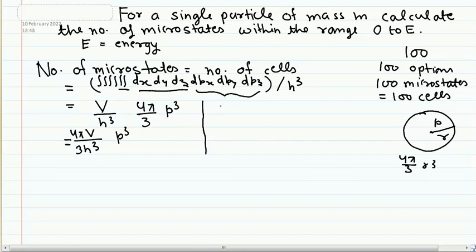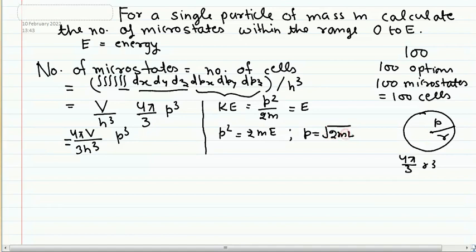So what is the relation? E is the kinetic energy. So the relation is that kinetic energy is equal to P square by 2m, and that is equal to E. So P square is equal to 2mE, and therefore P is equal to under root 2mE, or this is equal to (2mE) to the power half. This is the value of P.